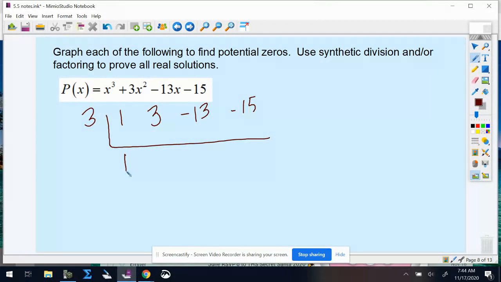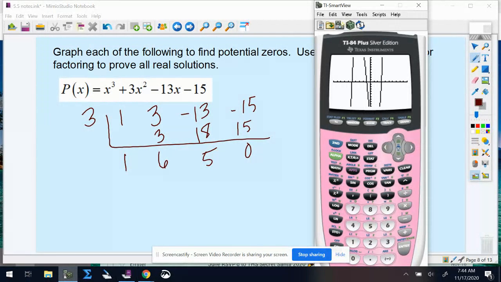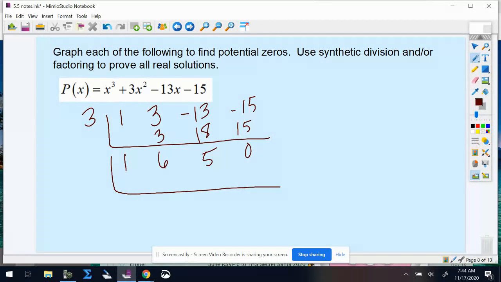So drop down, multiply, add, multiply, add, multiply, add. Now you have a decision to make. You can do synthetic again, and I do want to show you that, or you can factor. Let me show you what it would look like to do synthetic again, just because we just did some factoring. I want to show you another option. If I look at my picture, what I believe is that it also crosses at -1. So I am allowed to do another synthetic division. I don't have to start over; I use the values that remained from the first time.